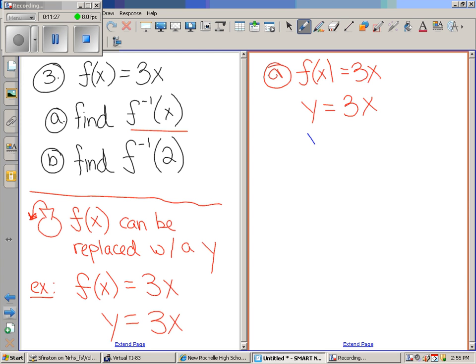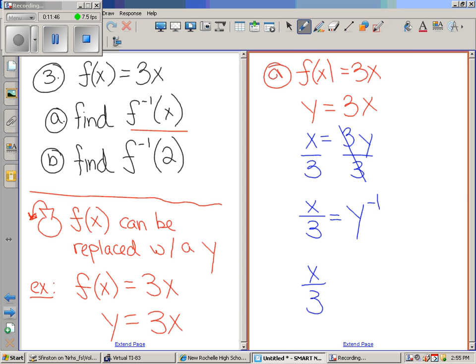Then what do you do when you try and find the inverse? Yeah, you change it. What do you do after you change it? Divide by 3 and try and get y by itself. x divided by 3 equals y inverse. In other words, x divided by 3 equals f inverse of x. They are the same thing. They mean the exact same thing. If you wrote your answer on your test like this, I would take that. If you wrote your answer like this, it would be better.